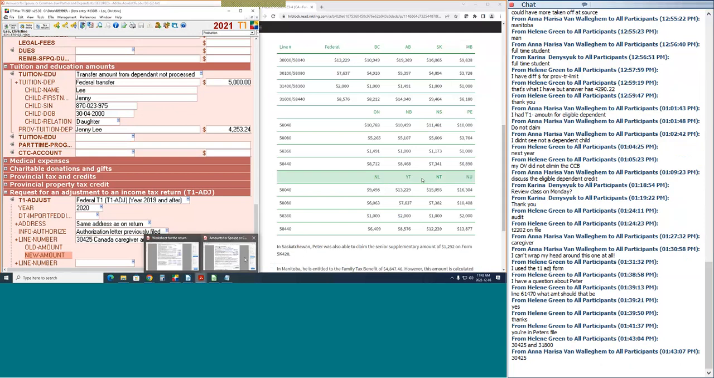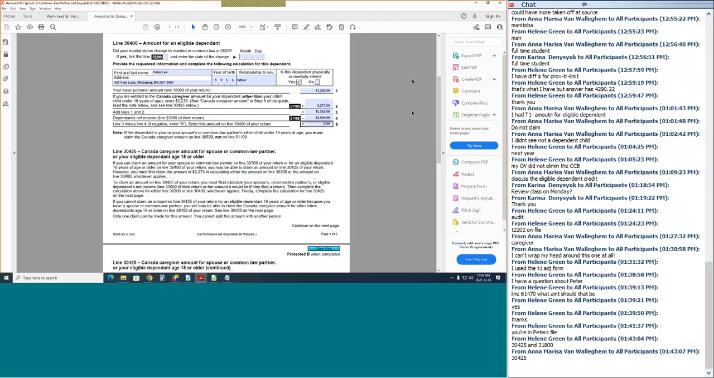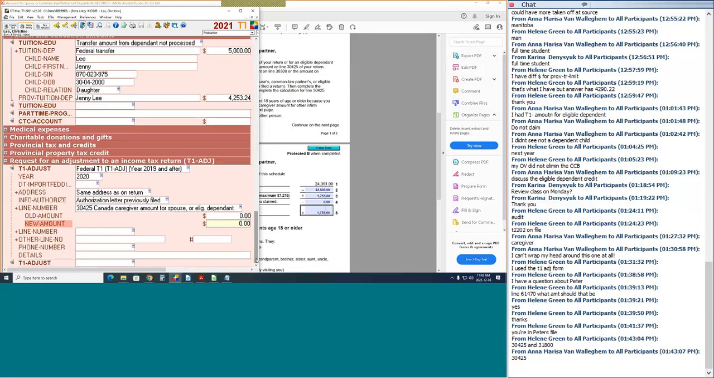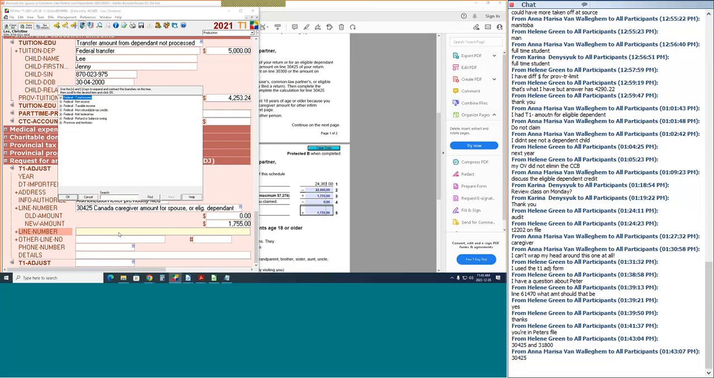And for this one, I'm going to get this number here, 1755. So I can go back into my data entry and I can say 1755. Good. That's the first line number I want to amend. The second line number I want to amend is the disability transfer. Where will that one be?